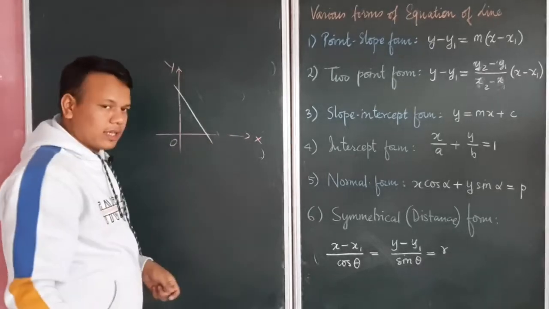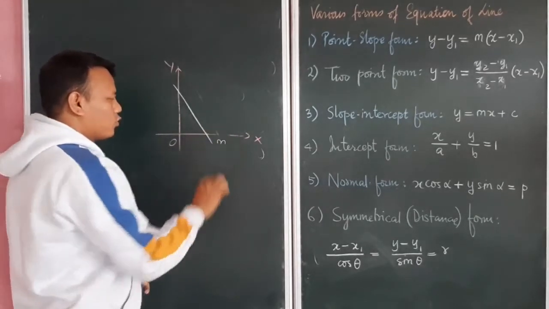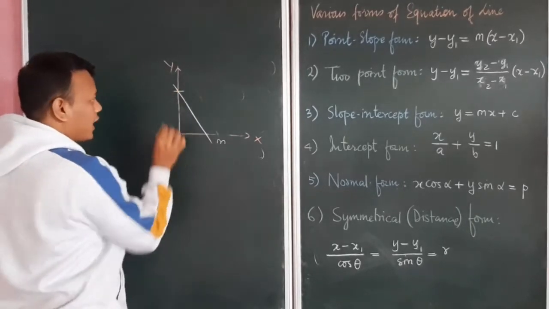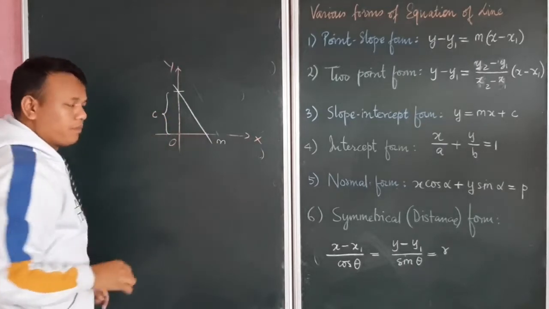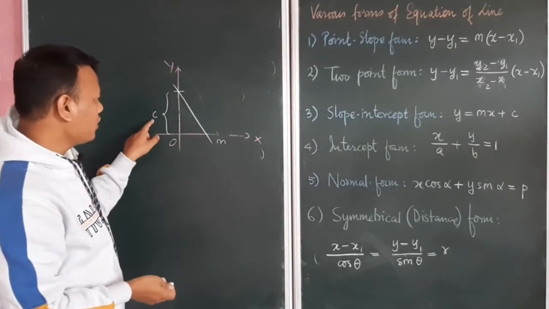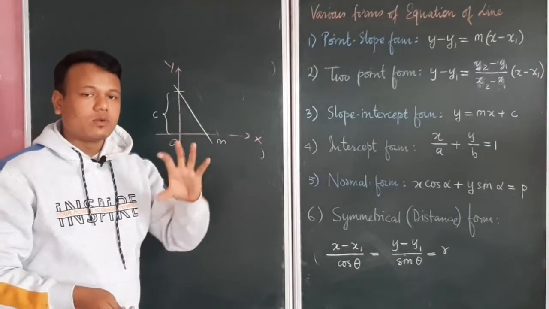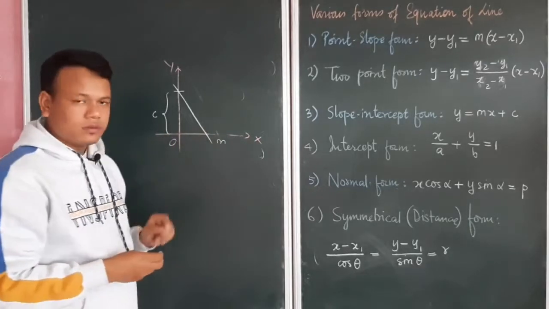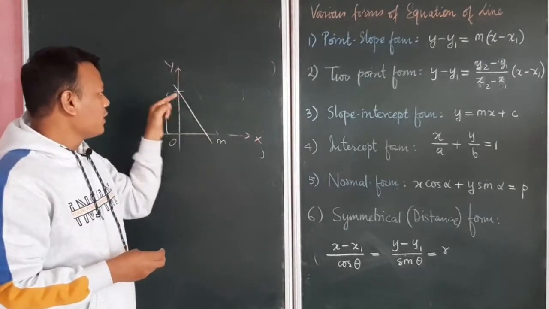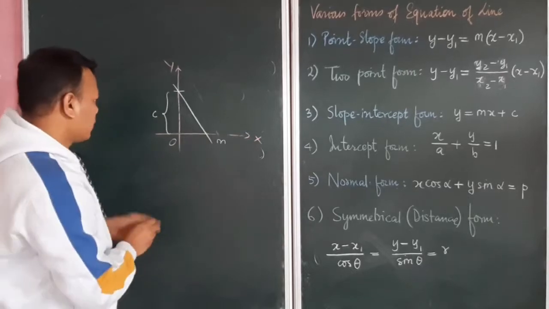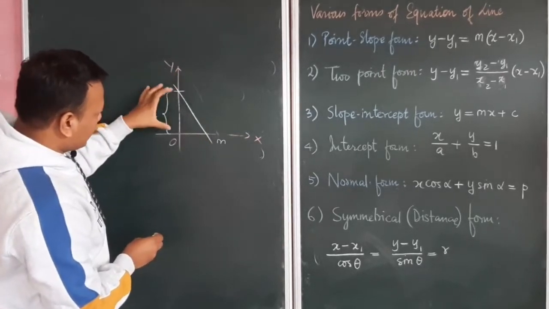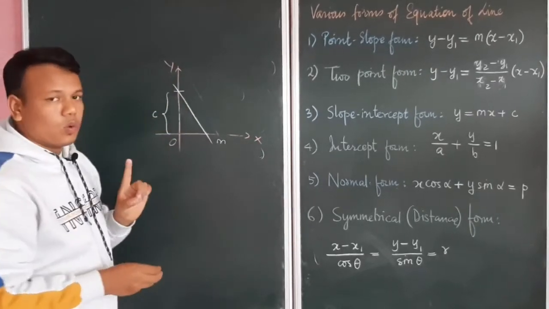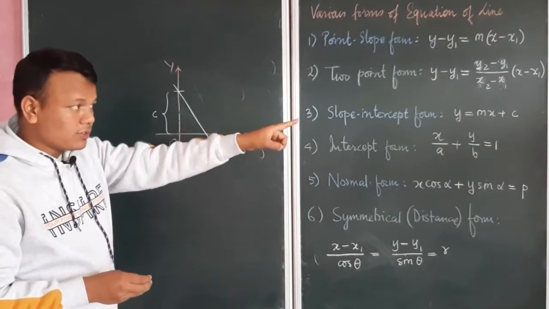Let me take this line and let me take the slope to be m. Now let me take this height to be c. So this c is called y-intercept. Now what is the meaning of intercept? Intercept means at which distance from the origin the particular line cuts the coordinate axis. For example, this line is cutting at this distance on the y-axis, right? So that's why c is called y-intercept. Remember that c is y-intercept.